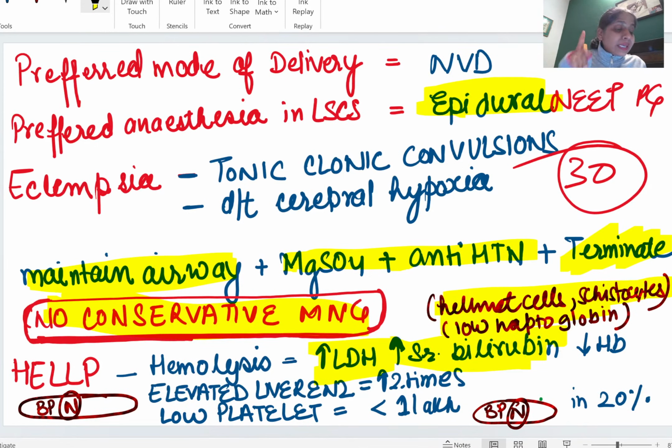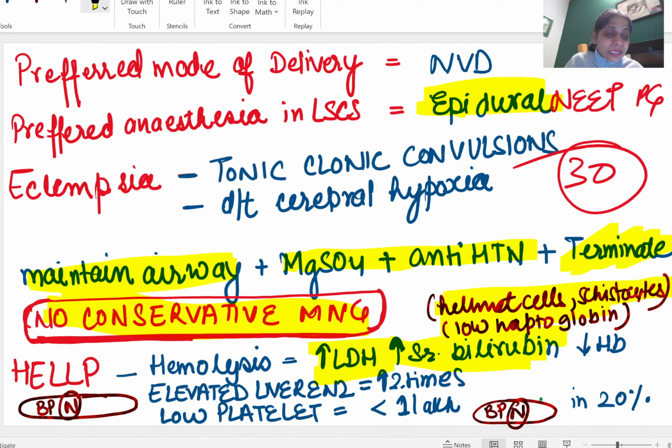Along with hemolysis, if liver enzymes are raised, how much are the liver enzymes raised? H stands for hemolysis, EL stands for elevated liver enzymes. Write down in the chat box. 2 times, beta. 2 times liver enzymes raised, in the range of 60 to 70. And the platelets are less than 1 lakh. Simply these values are given and we have to diagnose that this is HELLP.